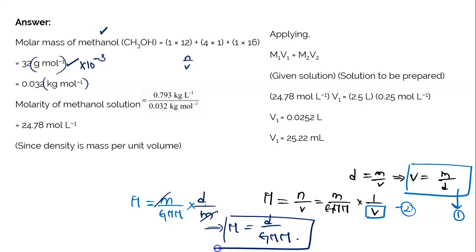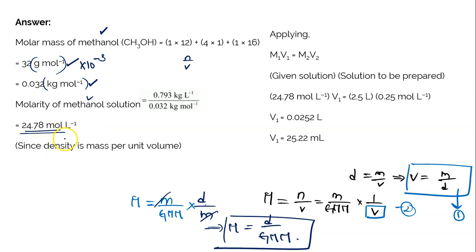So this is a new formula, and I'm using this very same new formula over here. I hope you have understood how I derived it. Simple, I'm deriving this formula from the formulas of density and molarity. Now the new formula, molarity is density by gram molar mass, is being used. Molarity of the methanol solution is equal to the density of the methanol solution, which is 0.793 kg per liter, given in the question, divided by the gram molar mass we just calculated. When you simplify, you get the molarity of the methanol solution. This is the solution that you already have.